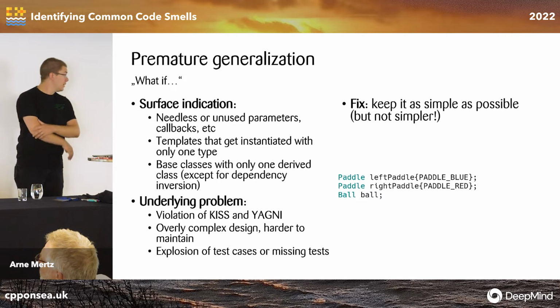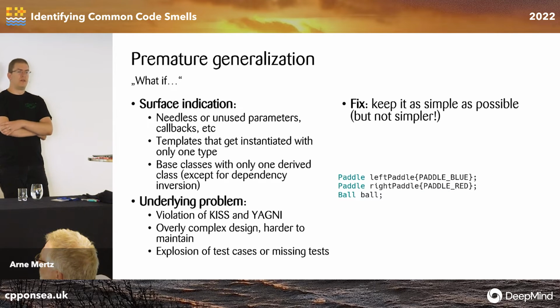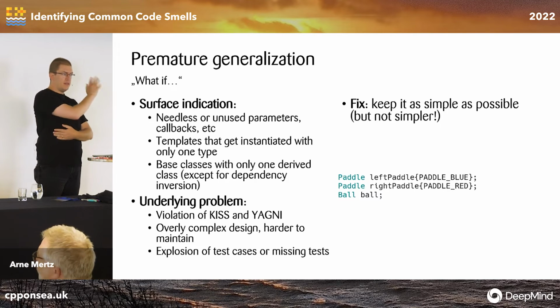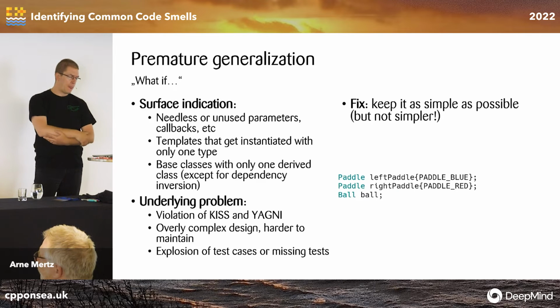So the simple fix is just keep it as simple as possible while still modeling the problem. So we just have a ball. And the fact that the ball is white is an implementation detail of the ball.